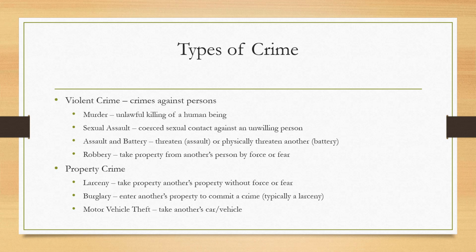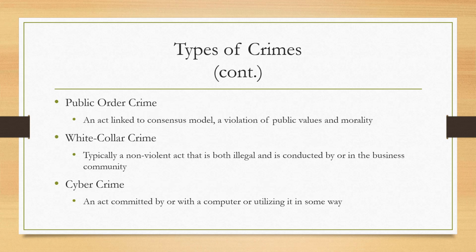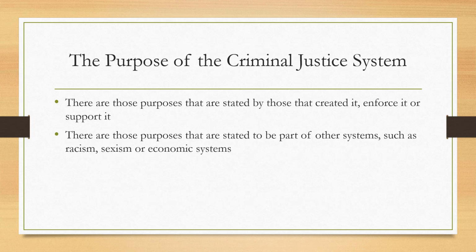Okay, there are different types of crime. Most people, when they think of crime, think of either violent crime or property crime. Violent crime being the worst. These are crimes committed against people. Murder, sexual assault, battery, robbery, and then your property crimes, larceny, burglary, motor vehicle. I'll let you look at those and read each one. We then have our public order crimes, sometimes called, I would say, inaccurately, victimless crimes, white-collar crimes, which we talked about with wage theft, and then cyber crimes.